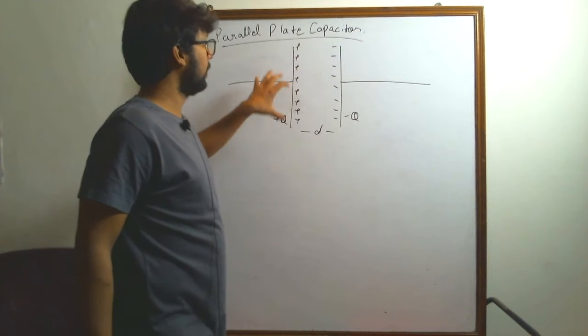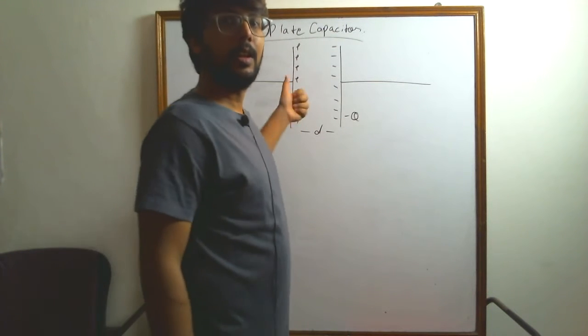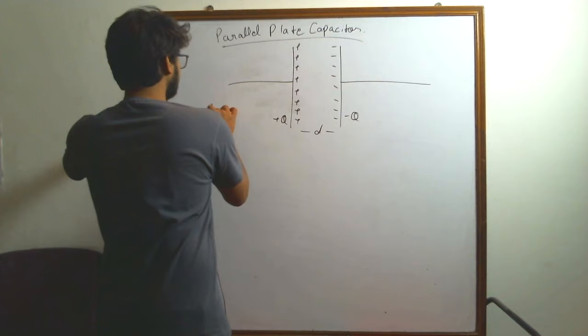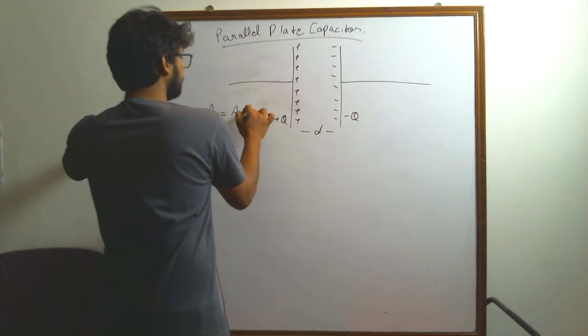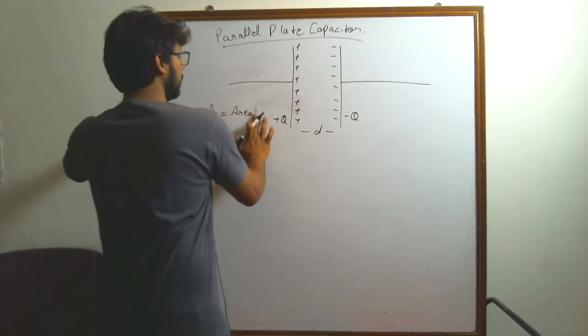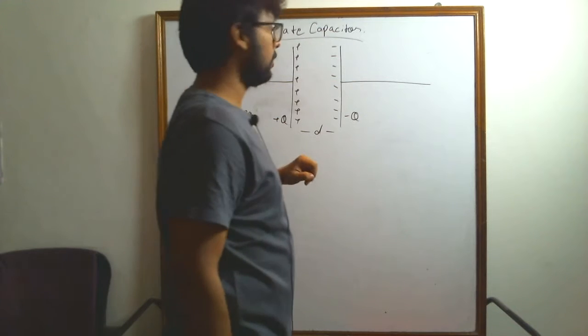So obviously a plate will have a finite area. Let's call that area A, and the charge is already written by us. We'll see how this works.